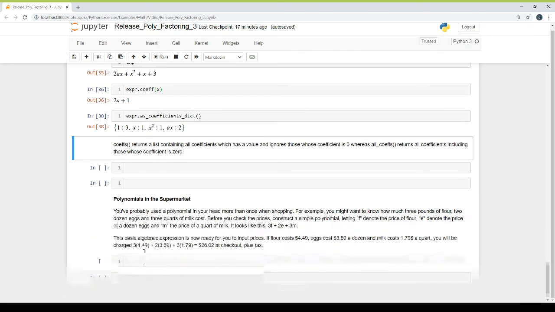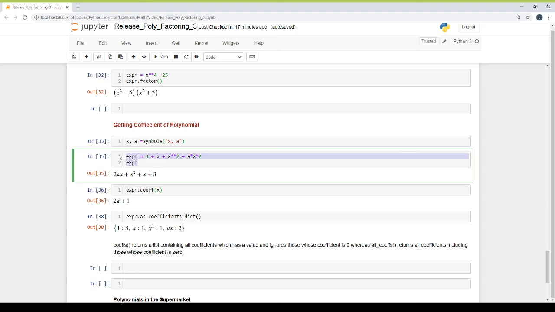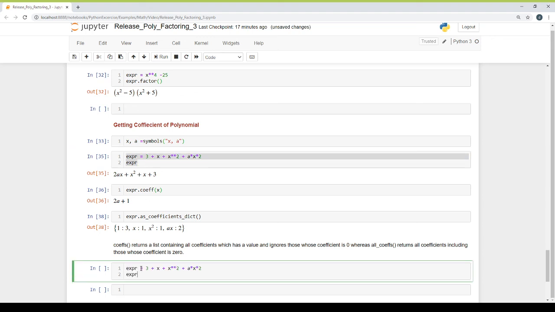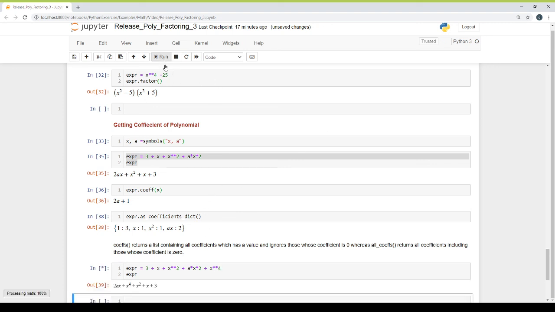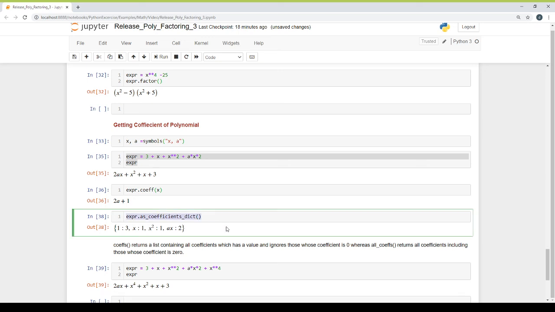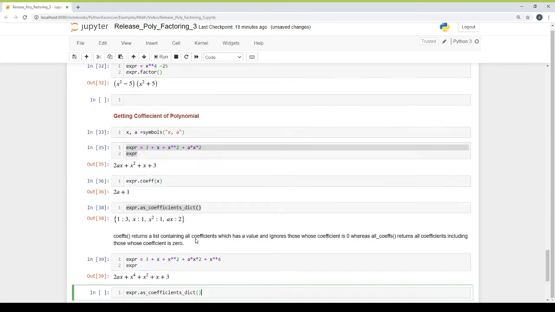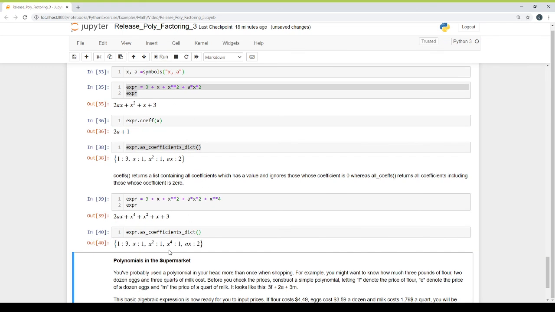If we do it again, suppose our expression is 3 plus x square plus x to the power 4 plus 2ax, and we call the method expression as coefficients list, then the result will be x to the power 4 is equal to 1, x square is equal to 1, ax has coefficient 2 and 3 has no x. So coefficients list returns us all the coefficients of a polynomial expression.